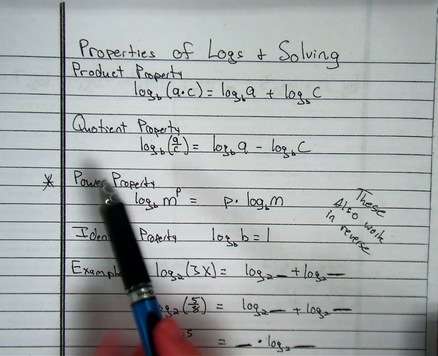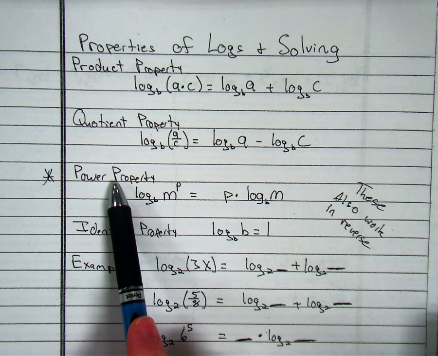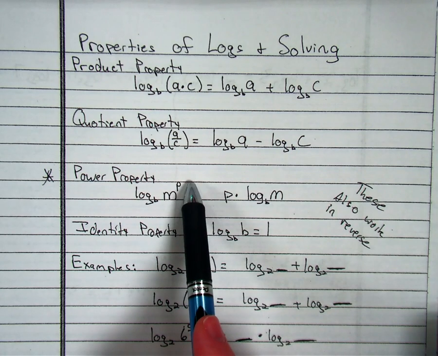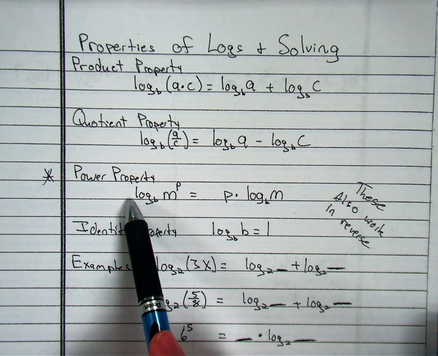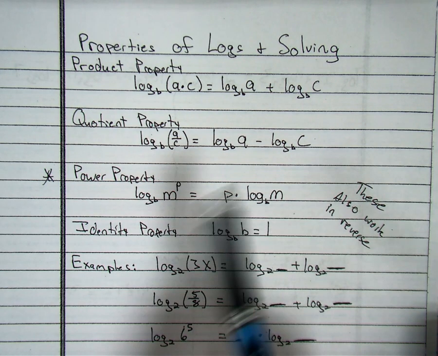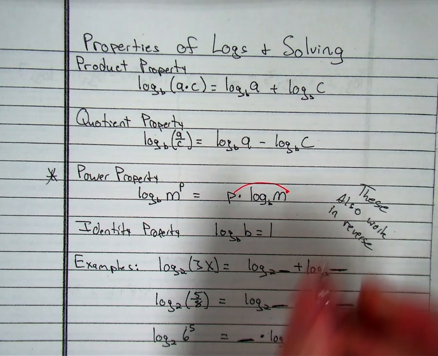And the power property. We kind of got a sneak peek at this one last time when we were talking about natural log. Okay? If we have log base b of m to a power p, you can bring that power down in front of the log as a multiplier. Or if you have a multiplier in front of your log, you can put it back on top as a power.